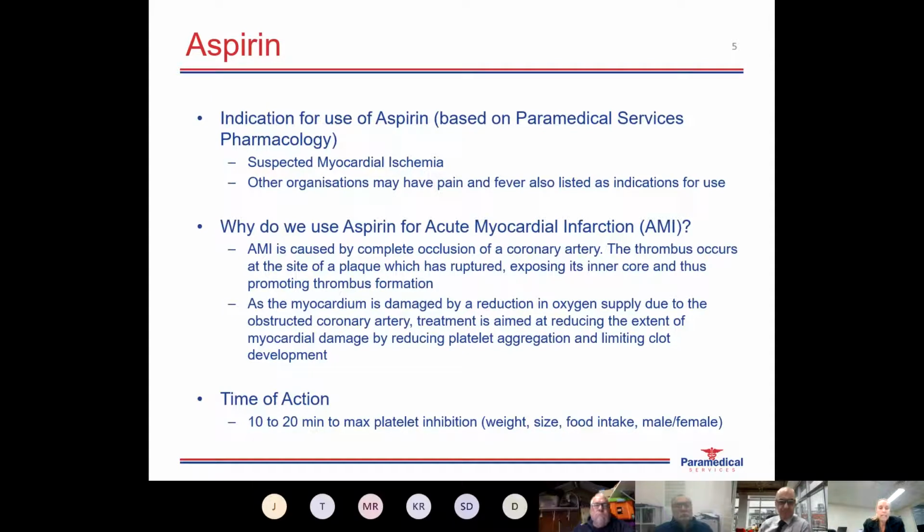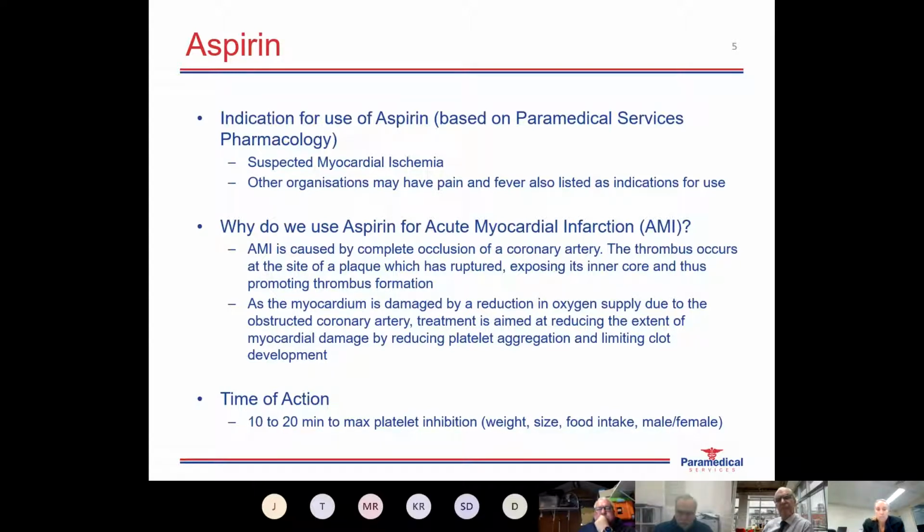Okay, so the indication for use of aspirin, and again, guys, this is based on Paramedical Services Pharmacology, our indication for use is a suspected myocardial ischemia. So while other organisations may use this drug for pain and fever, we actually only use it when we have a suspected myocardial ischemia or an acute myocardial infarction, suspected, of course.